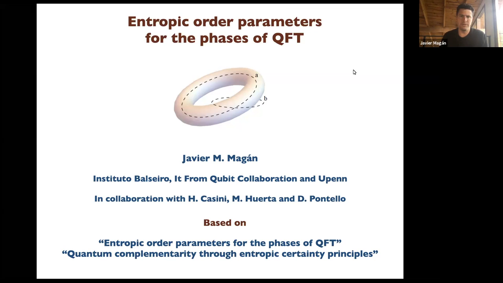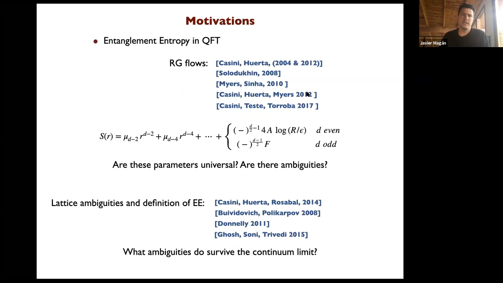So concerning RG flows, we want to deepen our understanding of this formula here that presumably relates the entanglement entropy of a ball of radius r in a conformal field theory to the A anomaly in even dimensions and the partition function on the Euclidean sphere in all dimensions. I said presumably because there are subtleties that appear in quantum field theories with symmetries, whether global or gauge. And indeed, there are concerns about the assumed universal nature of these parameters.